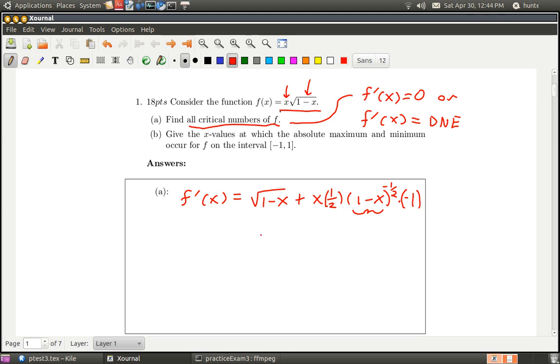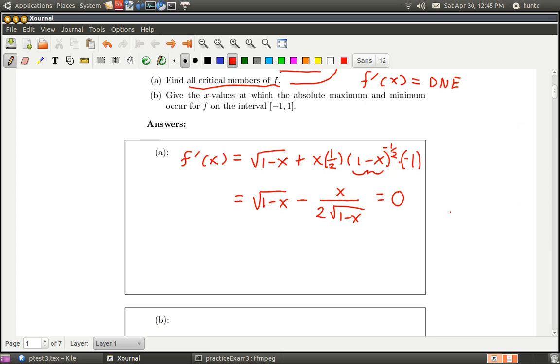Alright, so let's put all this together. So f prime of x is equal to the square root of 1 minus x plus, and let's rewrite all this stuff. Actually plus is not the best thing because it's negative, so let's just say minus. And what can we do here? Let's put x on top and 2 times the square root of 1 minus x on the bottom. Okay, so that's just rewriting things a little more nicely. And to find the critical numbers, we have to set this thing equal to 0 and solve.